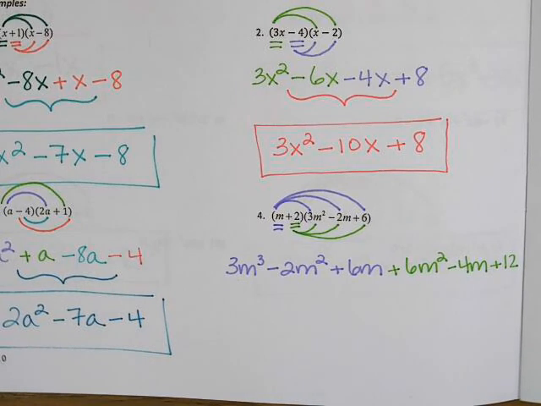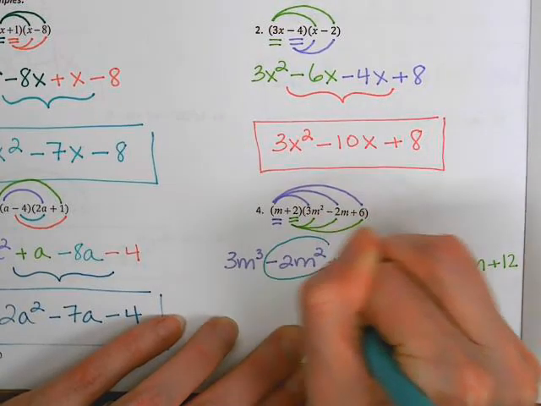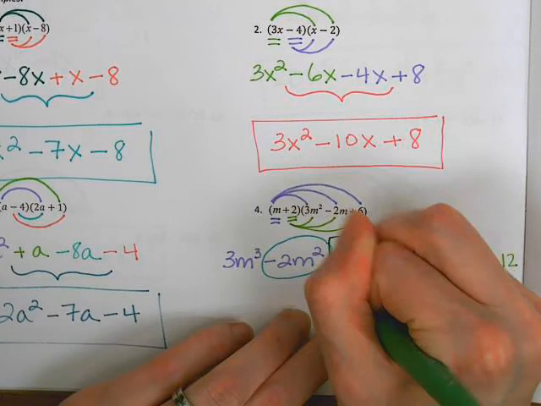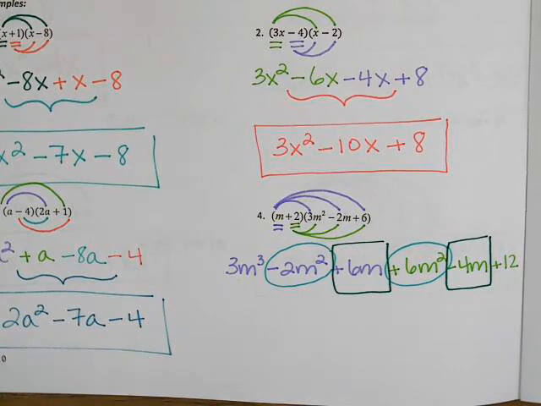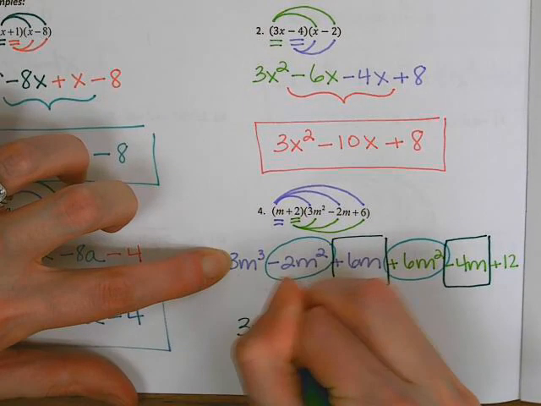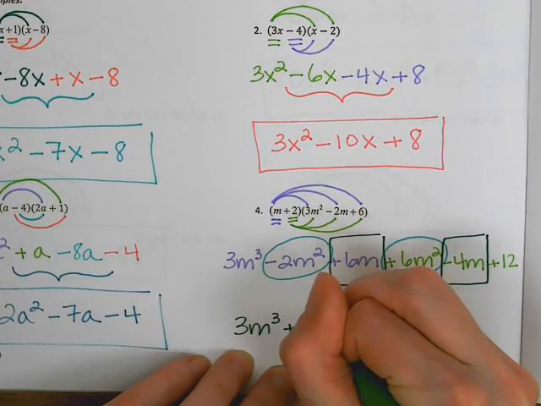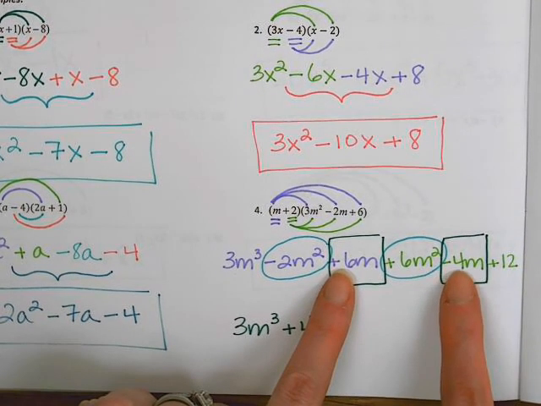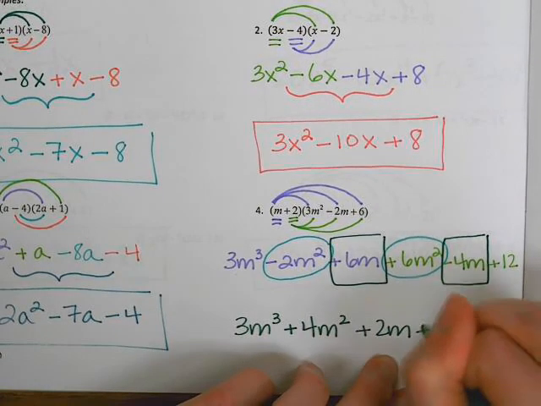Okay, now this one's a little different. We're going to have more like terms. So let's go ahead and circle all the like terms. This one and this one are going to be like terms. And then this one and this one are going to be like terms. Okay, so final answer. Start with the highest power, 3m cubed. If we add the m squareds, negative 2 plus 6 is 4 of the m squareds. And if we add the m's, 6 plus negative 4 is 2 of the m's, and then we still have a plus 12.